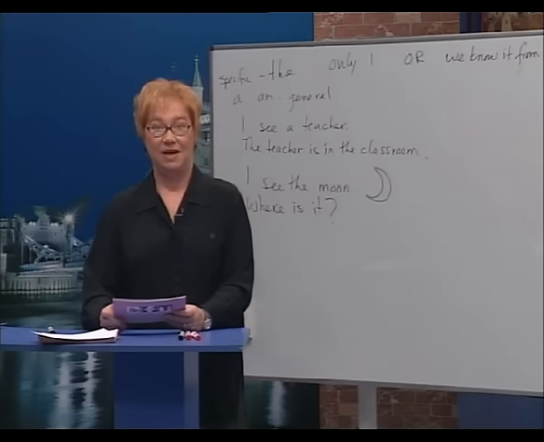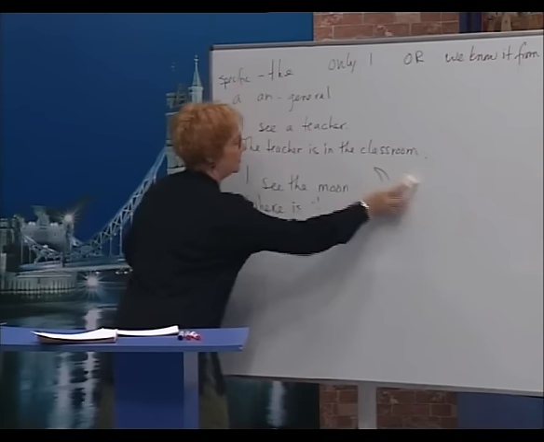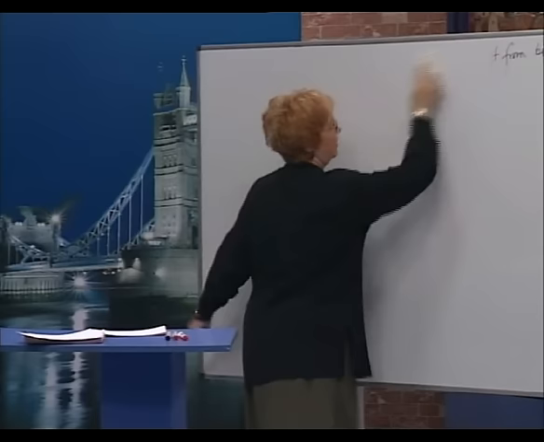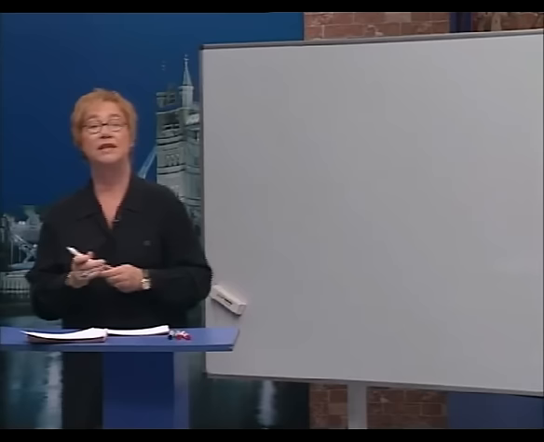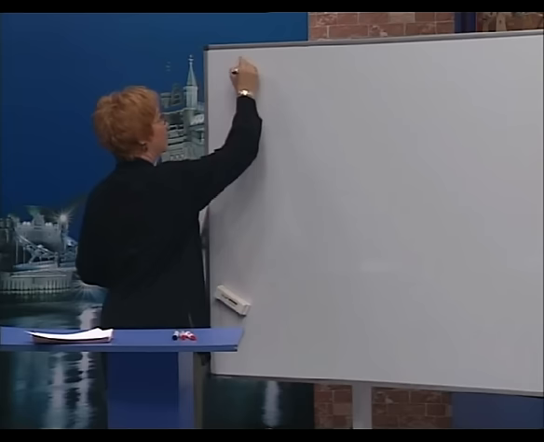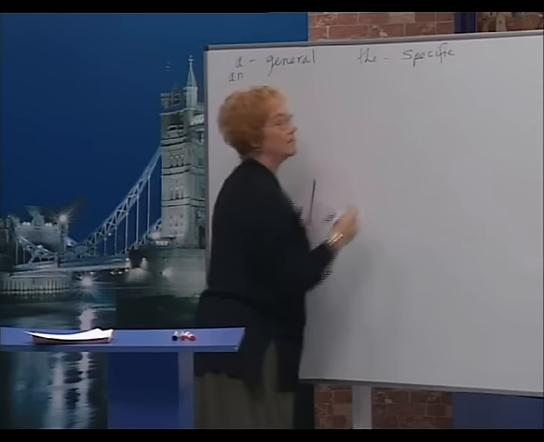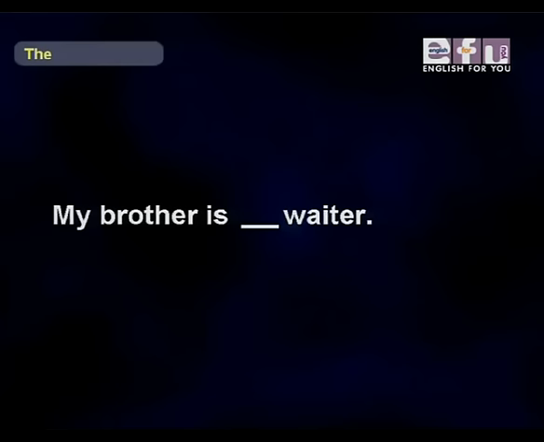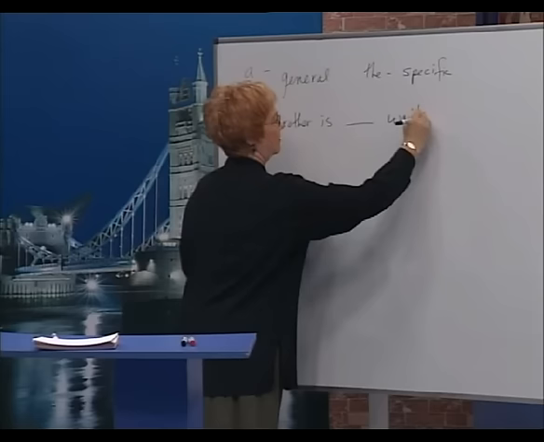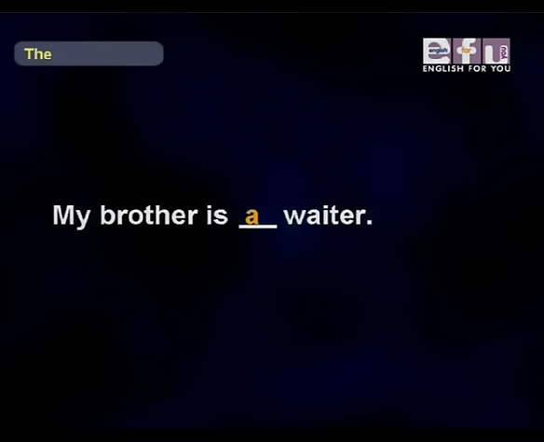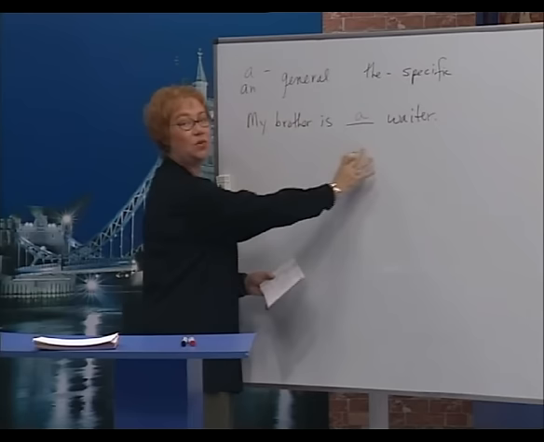Now, let's practice some more. These sentences that I'm going to write on the board don't have a or the. So the assistants will put them in. We'll do these one by one. Now, remember that a or an is general, and the is specific. Okay? Now, first, my brother is... Okay, Ollie, you do this sentence. My brother is a waiter. Yes. Why? A is general. Yes, thank you very much. Okay, my brother is a waiter.